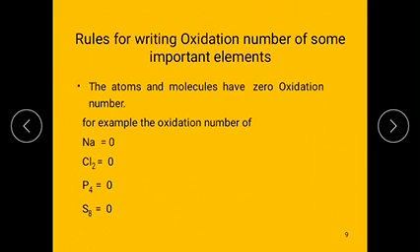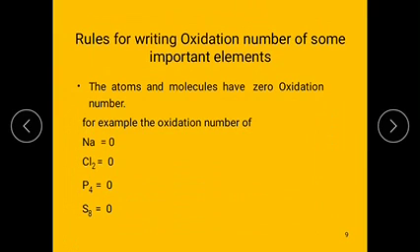Okay, rules for writing the oxidation state of some of the important elements. In the elemental state, any atom has zero oxidation state. And next, molecules also. Molecules means Cl2, P4, S8 like this. Okay, for these we always have to take the zero oxidation state.